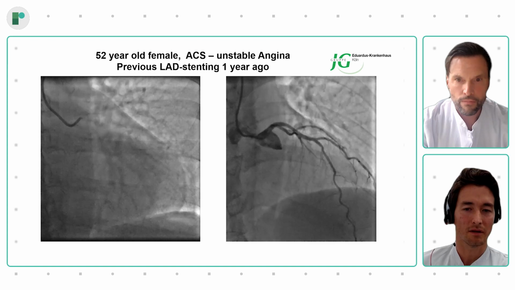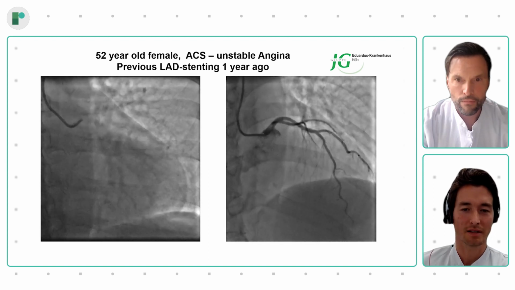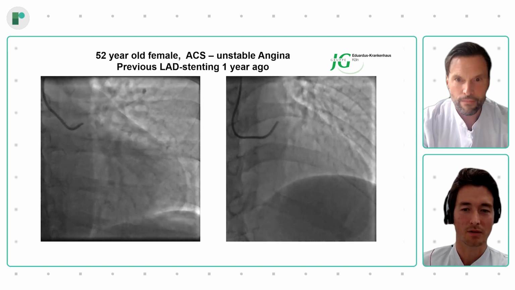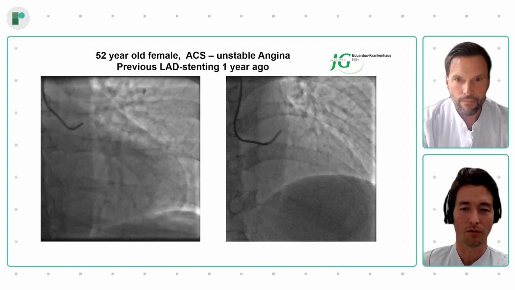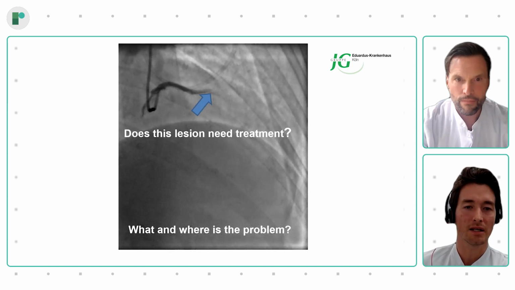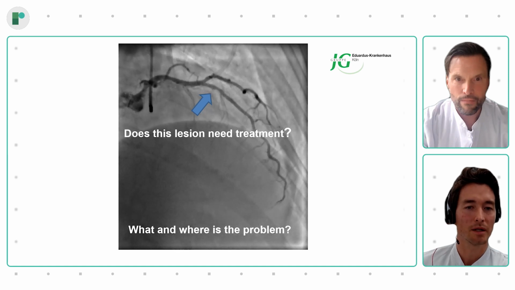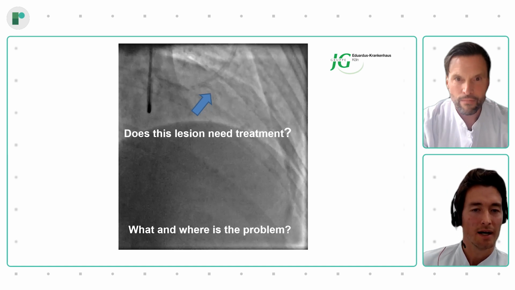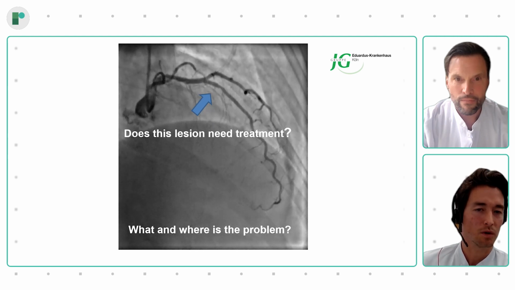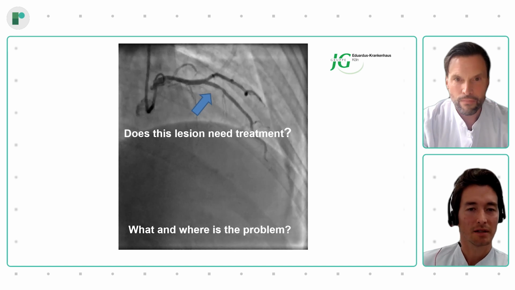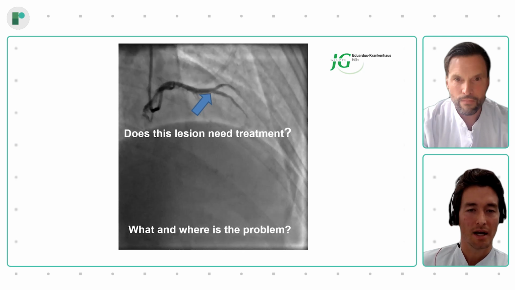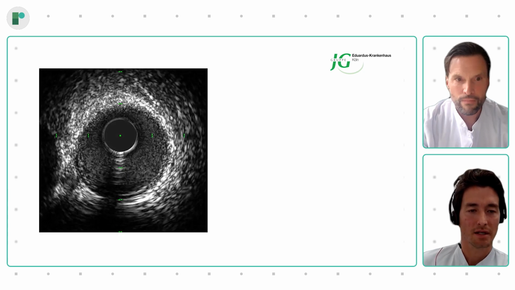The LAD looks quite healthy at first sight, and I wonder what the audience would really go for in this scenario. Of course, the LAD showed a mild tapering in the mid part after the side branch takeoff. Would you perform FFR in this situation? I think this wouldn't be a mistake. But the angiography is somewhat ambiguous, and we decided to go for IVUS.